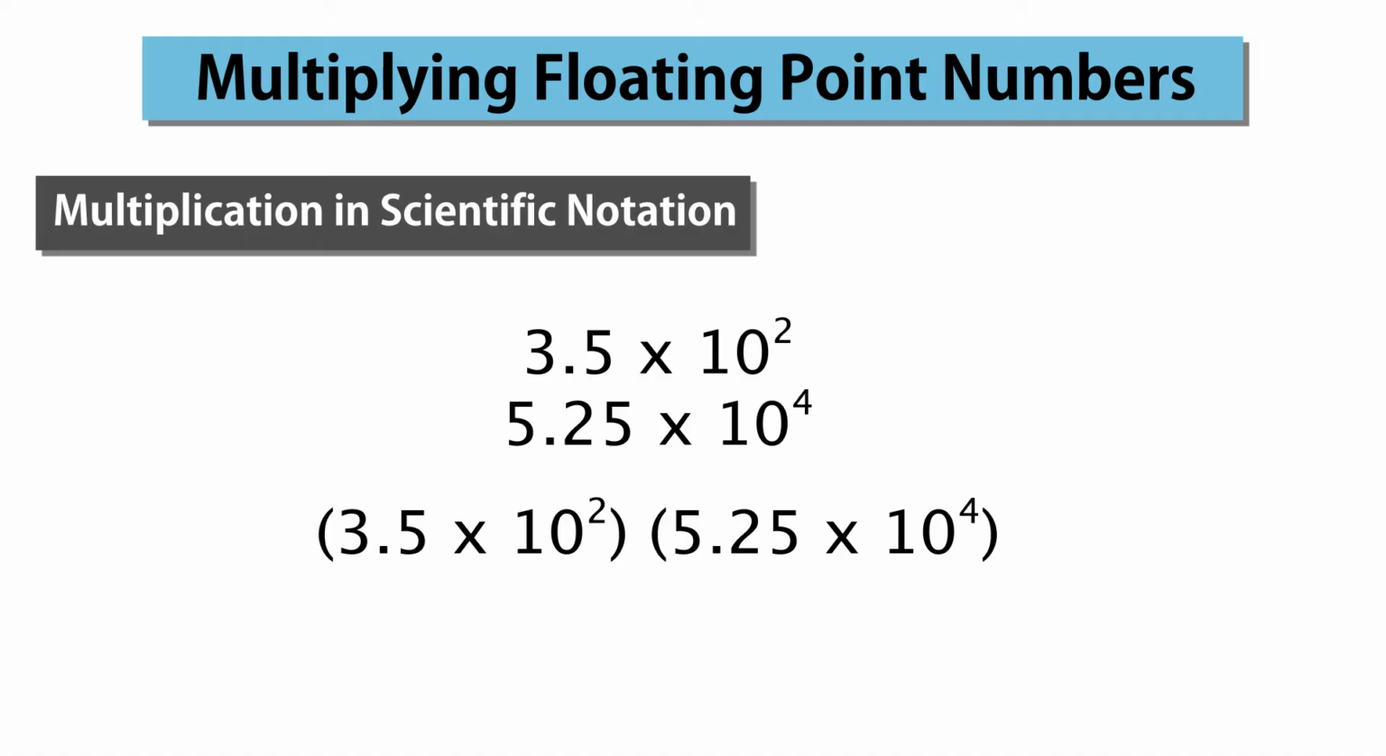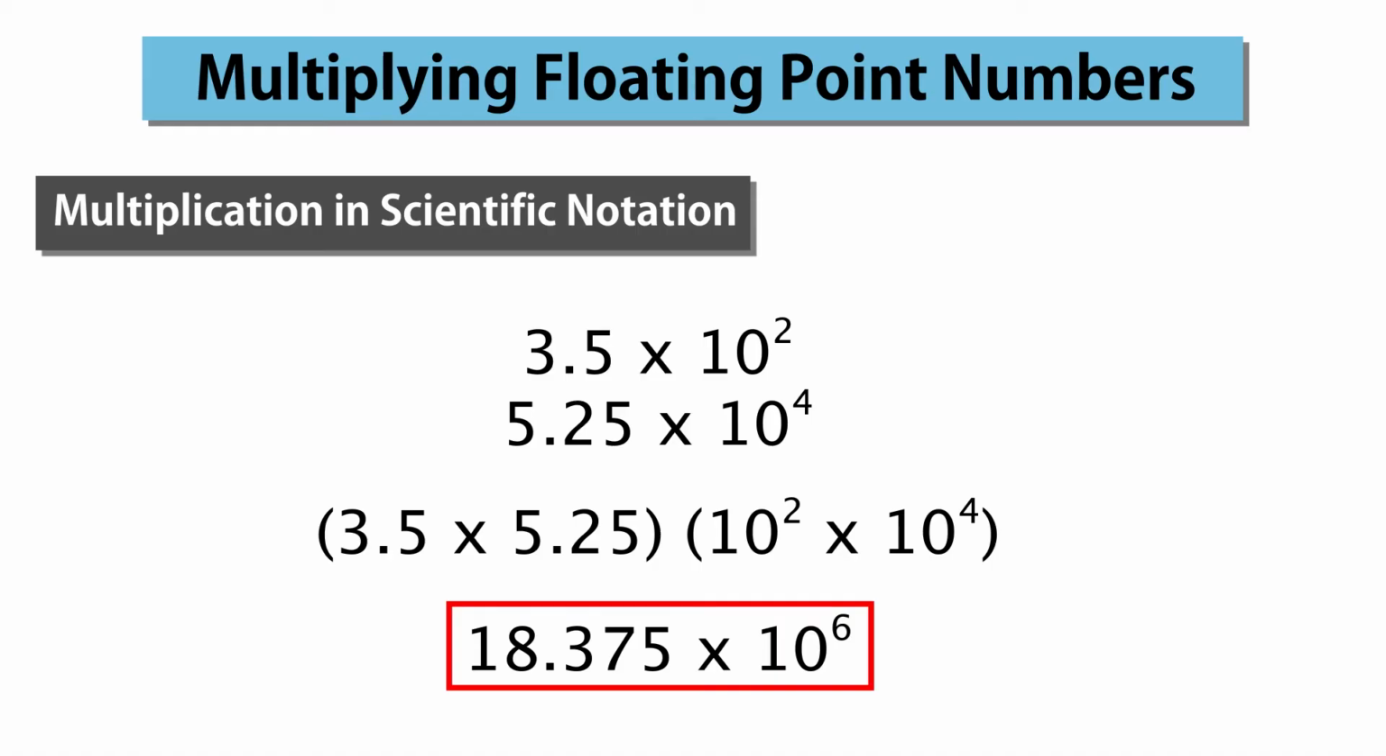Using the commutative and associative laws for multiplication, we can reorder the terms to group the significands and the powers of 10. Multiplying these out gives what's shown here. Recall that multiplying powers of the same base involves adding the exponents. We're almost done. Our result is correct, but it's not in appropriate format for scientific notation, with exactly 1 digit to the left of the decimal point. So we move our decimal point 1 place to the left and compensate by increasing the exponent by 1.